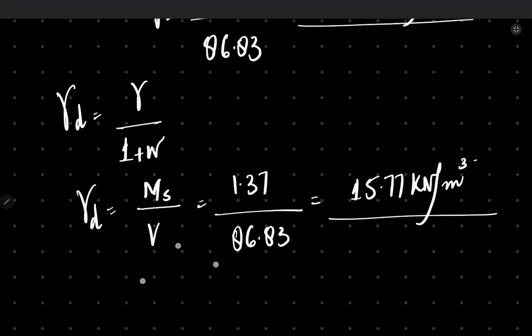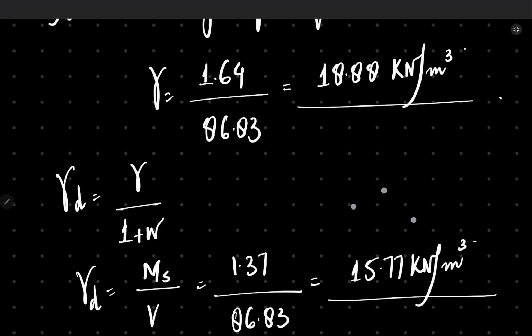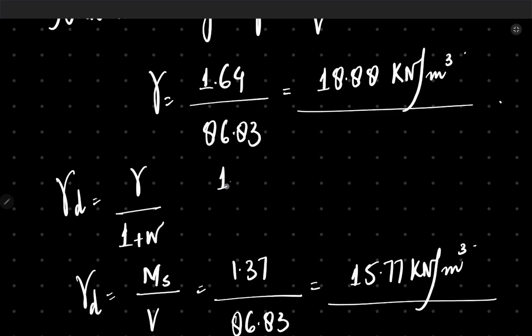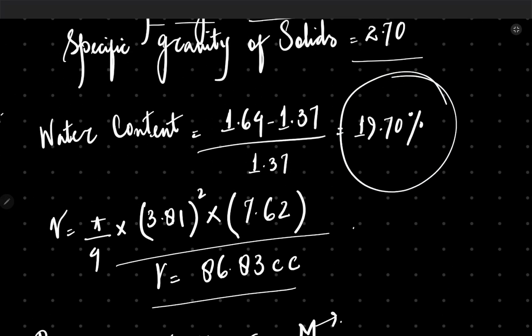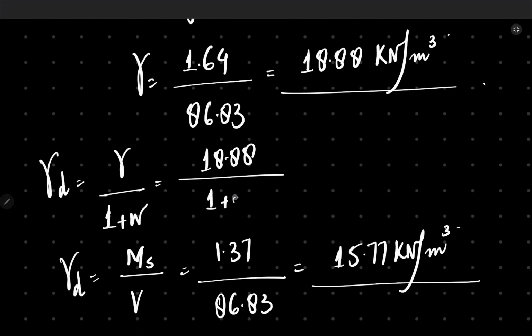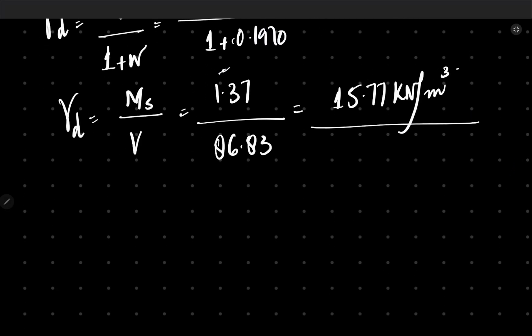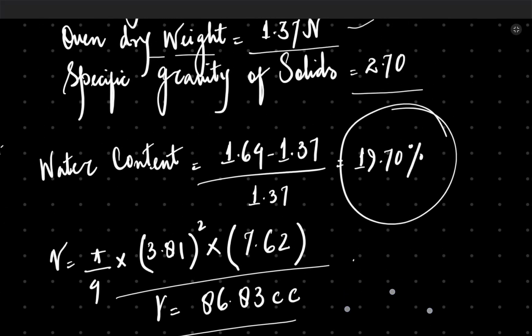All right, we could have used this equation as well. We know this bulk unit weight, this was 18.88, divided by 1 plus water content. That was how much? We calculated that in the very beginning. It was 19.70. You could have used that also to find the dry unit weight. All right, any of the equations would have provided us the dry unit weight.